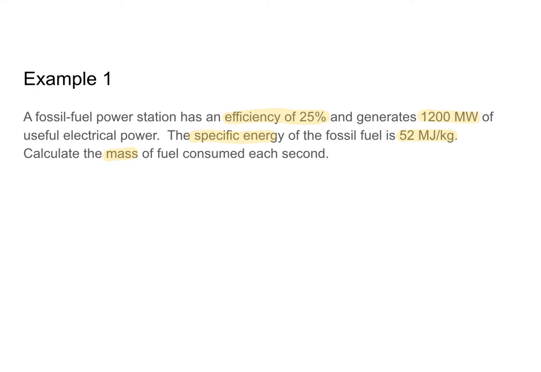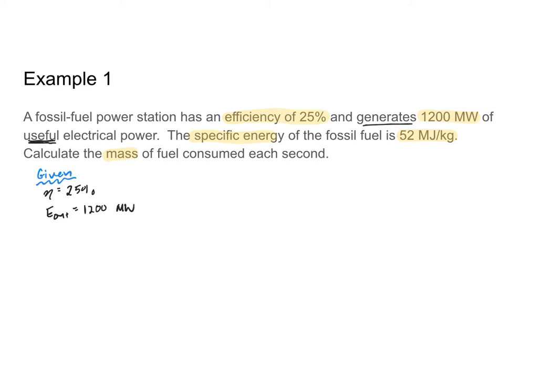So let's start with our givens. We know that the efficiency eta of our power plant is 25%, and that the energy output, so the energy that's generated, and we know that it's output because of the word useful here, also because generates. So our output energy is 1,200 megawatts.